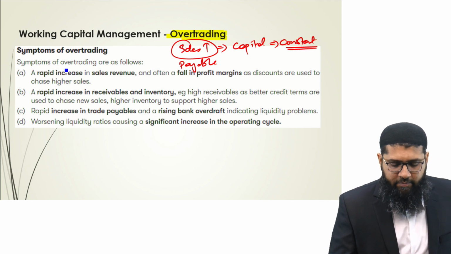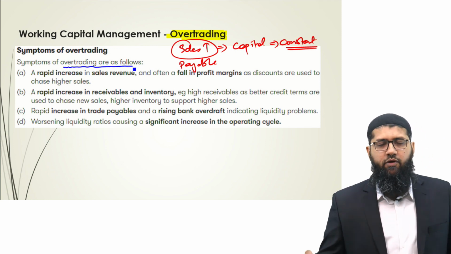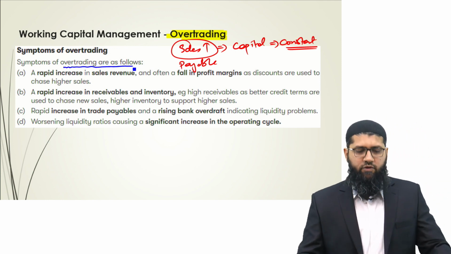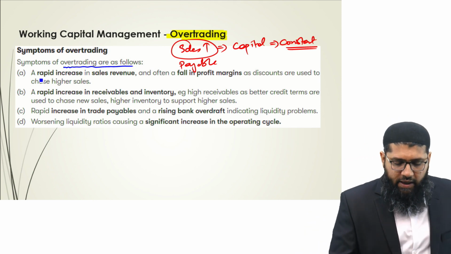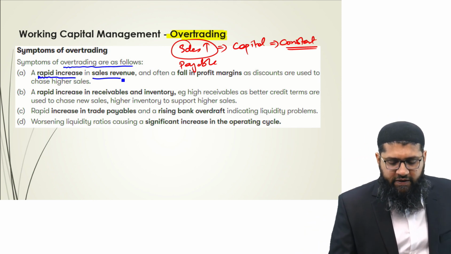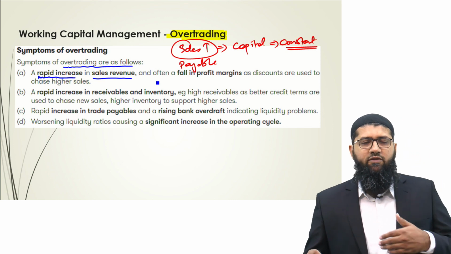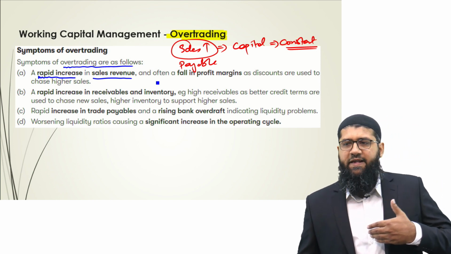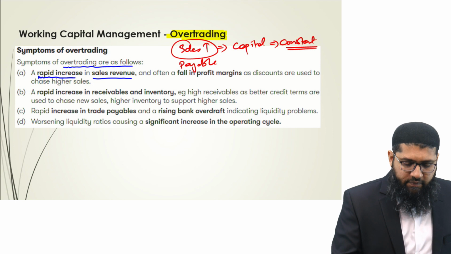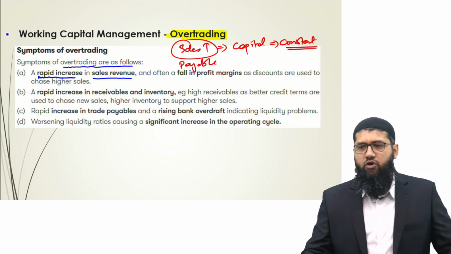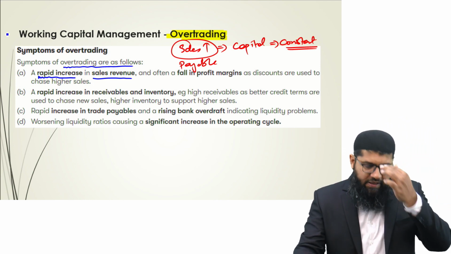Symptoms of overtrading are as follows. Number one, a rapid increase in sales revenue. So that's what I told you. There is usually a significant increase in sales. So there becomes a rapid increase in sales revenue.